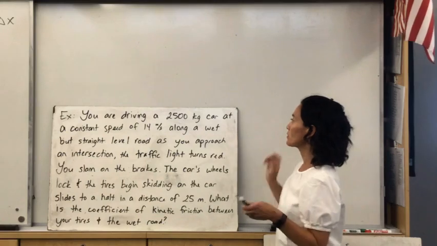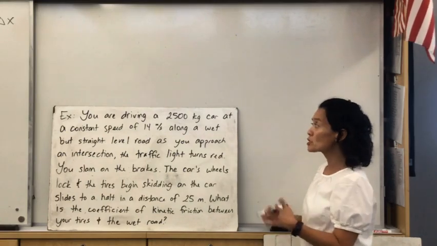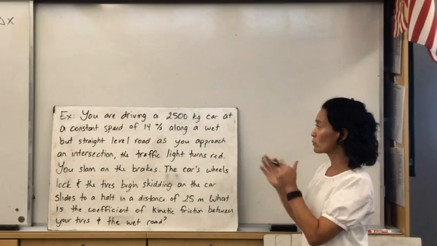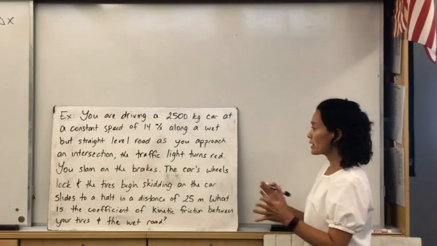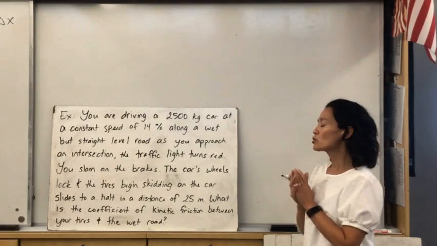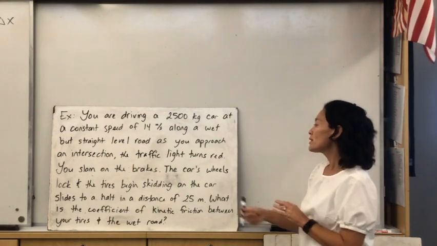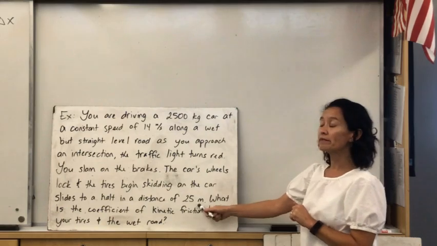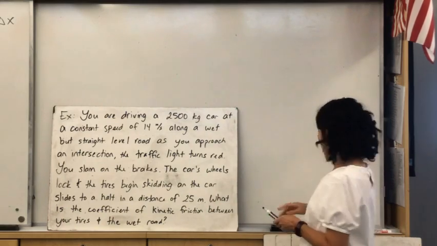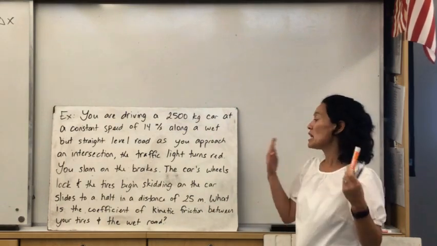You're driving a 2500 kilogram car at a constant speed of 14 meters per second on a wet but straight level road as you approach an intersection. The traffic light turns red, you slam on the brakes. The car's wheels lock, tires begin skidding. So dramatic. The car slides to a halt in a distance of 25 meters.